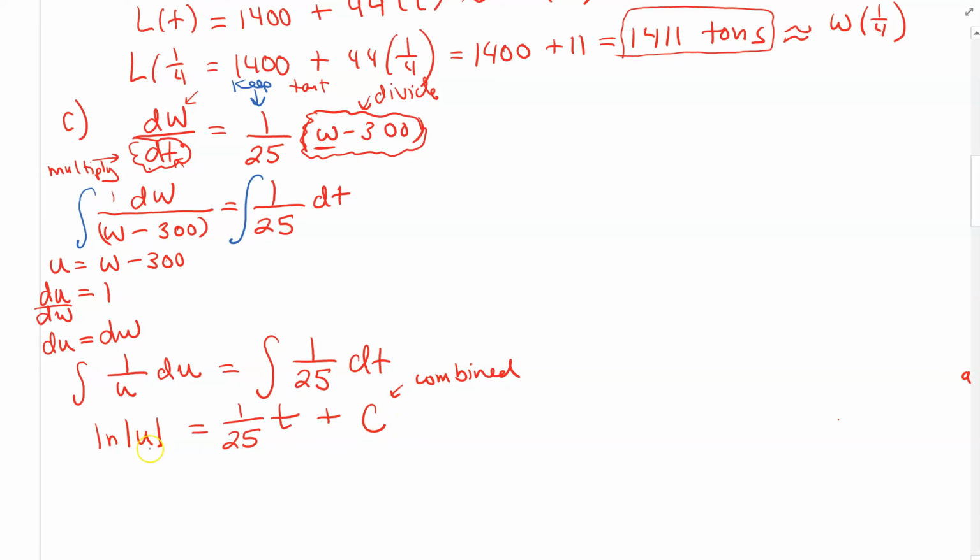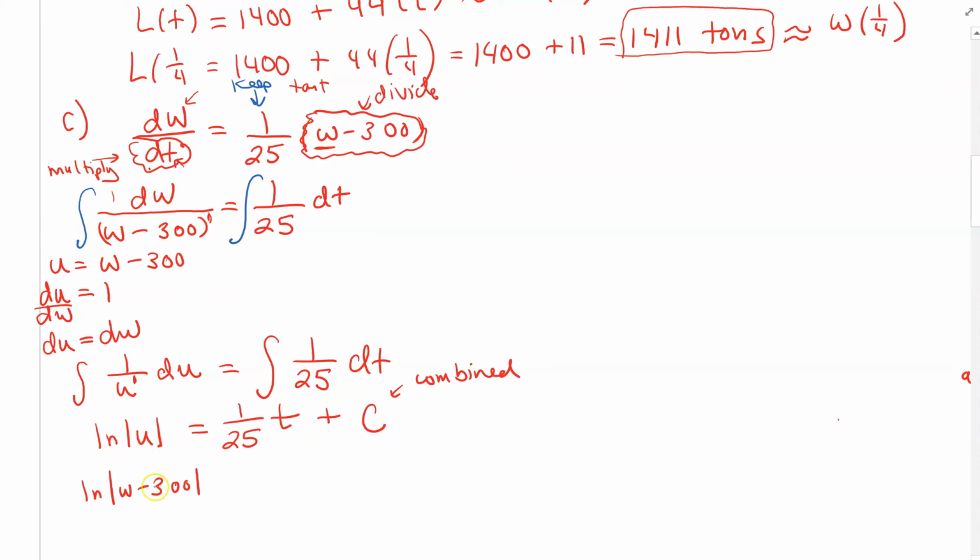Okay, now that I've got my ln of u, I'm not going to call it u anymore. I'm going to call it w minus 300. And again, the only reason I went through that u substitution was just to make it more obvious why the antiderivative of 1 over w minus 300 is ln of w minus 300. It's because w minus 300 could be thought of as just a u. So it's like this quantity to the first power, right? 1 over u to the first power, which is why the antiderivative was natural log. Had this quantity been to any other power, I would have used a power rule instead of the log rule, okay?